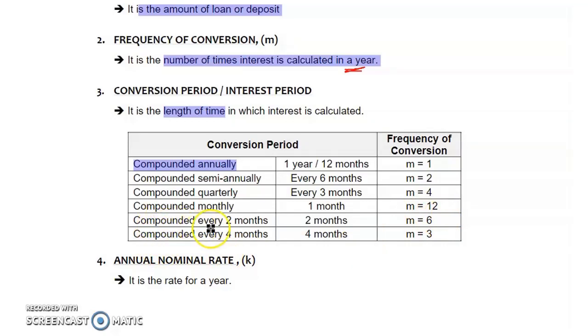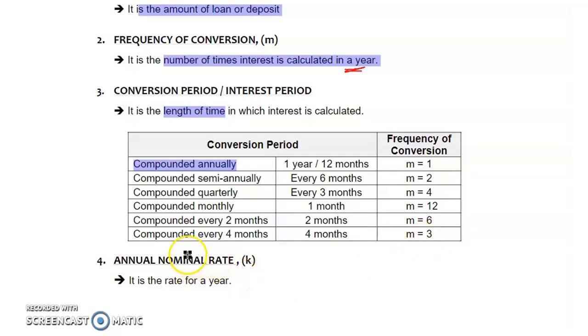Okay, then compounded every 2 months. For example, January, February, 2 months, calculate interest. Then March, April, another 2 months, calculate interest, and so forth. So within 1 year, if compounded every 2 months, we will calculate interest 6 times.